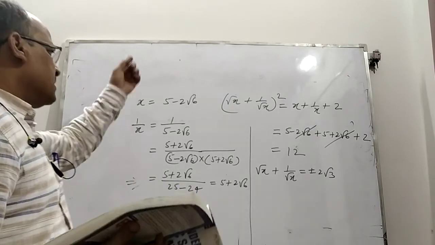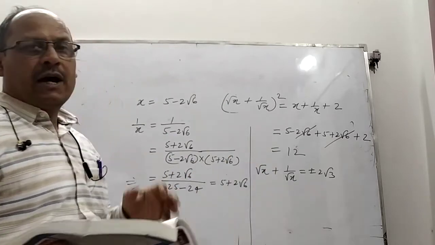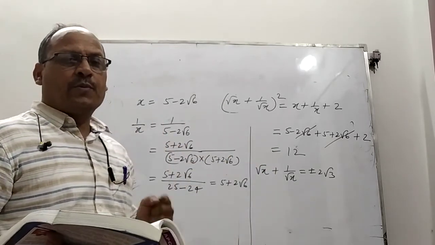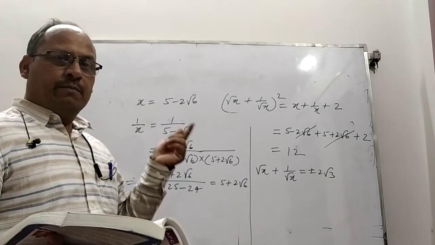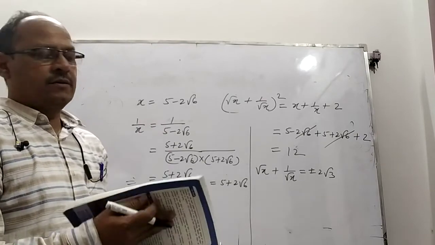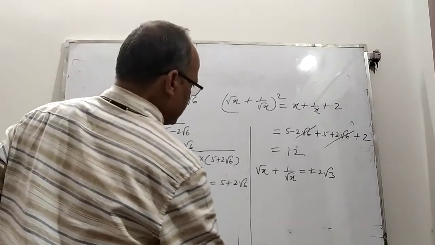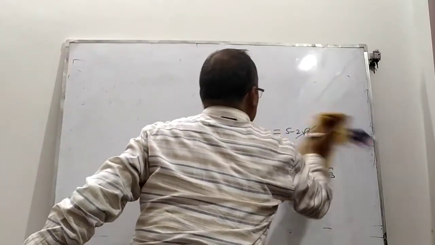By help of this, sometimes it will be asked, suppose this value is given, it will be asked to find x plus 1 upon x, or x minus 1 upon x, then it may be asked x square plus 1 upon x square. Any such question may be asked.